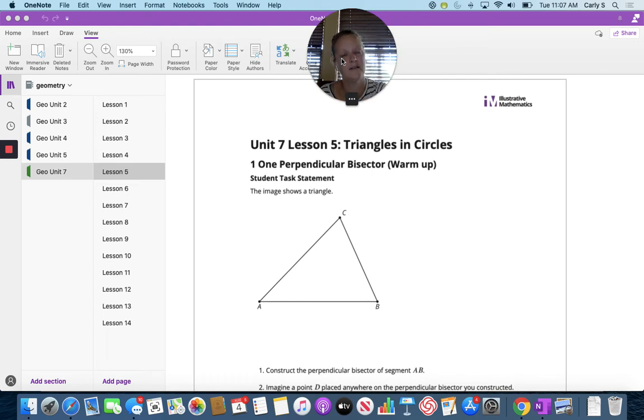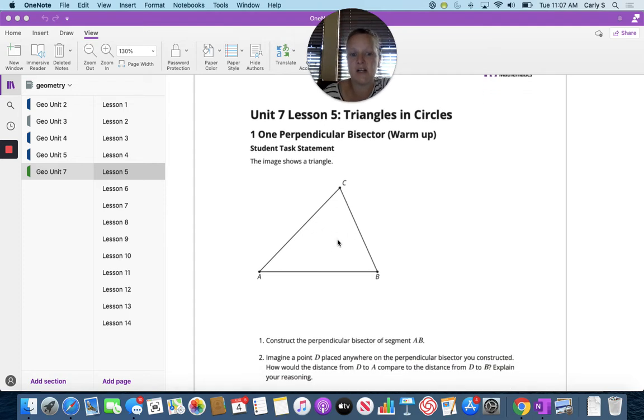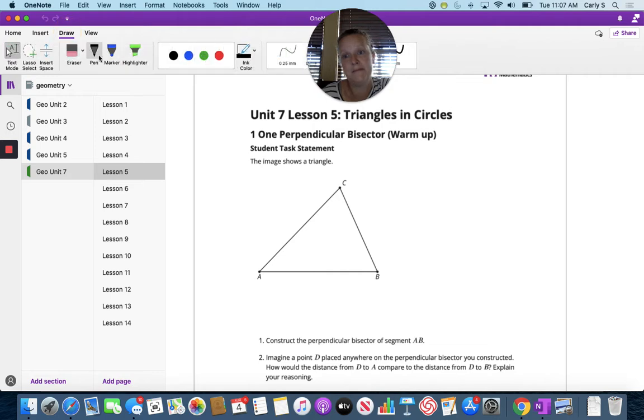The image shows a triangle, 3 sides. Construct the perpendicular bisector of segment AB. Now, if you remember, that's where we take the pointy end of our compass and make an arc. Pointy end, arc. And then we put the pointy end here. Don't change the opening of your compass.